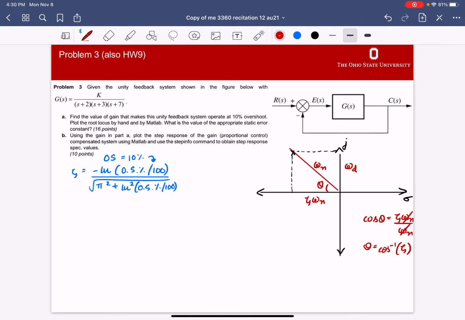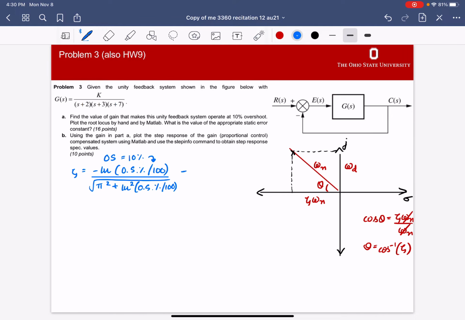So from overshoot, we turn that into the damping ratio. From the damping ratio, we turn that into theta, which gives us a graphical line on our imaginary plane that we can use, or rather, we know that this is what has to intersect with our root locus to give us our solution. Right? So now we have this line, we have defined it. Let's go ahead and calculate some numbers.